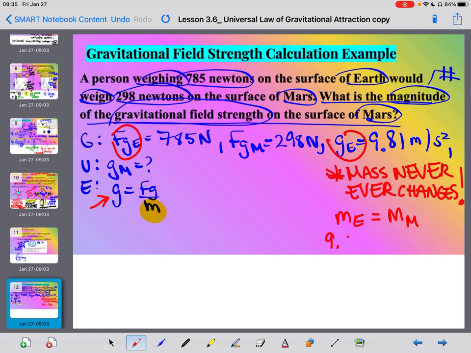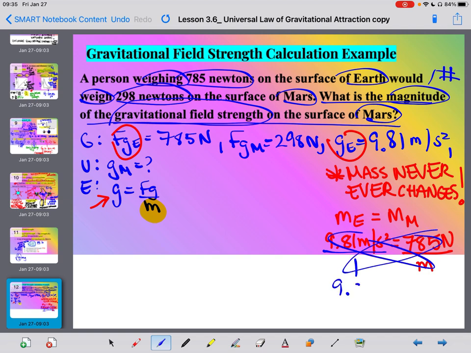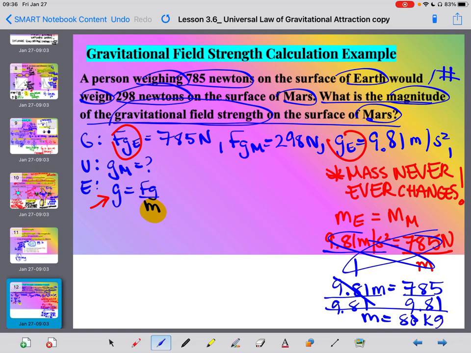So 9.81 meters per second squared equals 785 newtons divided by m, okay? Make it two ratios equal to each other. You're going to do your cross multiplication. 9.81 m equals 785. Divide by 9.81 to isolate m. And m is equal to 80 kilograms. Okay? So now I'm going to take that, I'm going to plug it in right here.